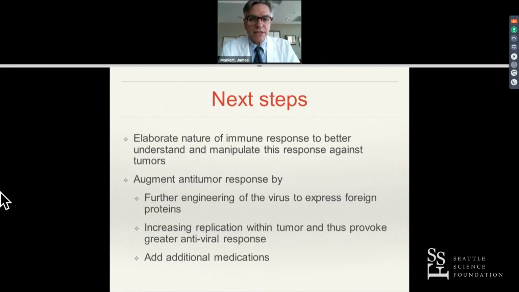So we wanted to understand a little bit more about the immune response, and in particular, we wanted to do this so that we could augment our anti-tumor response by further engineering the virus. And so we made viruses that actually expressed a variety of foreign proteins, and we also looked to see if we could increase the replication of the virus, because I have to say the first virus that we used, GTO7, had 2 sets of deletions. So it was actually a really wimpy virus.